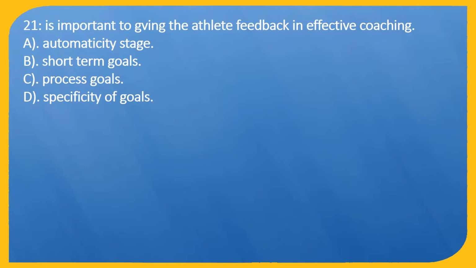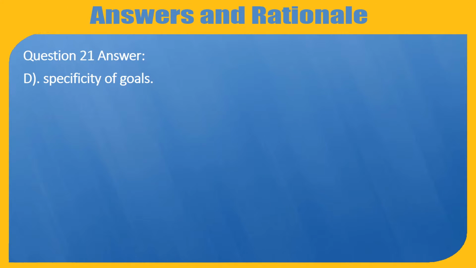Question 21: is important to giving the athlete feedback in effective coaching? A. Automaticity stage. B. Short-term goals. C. Process goals. D. Specificity of goals. Question 21, answer D. Specificity of goals.